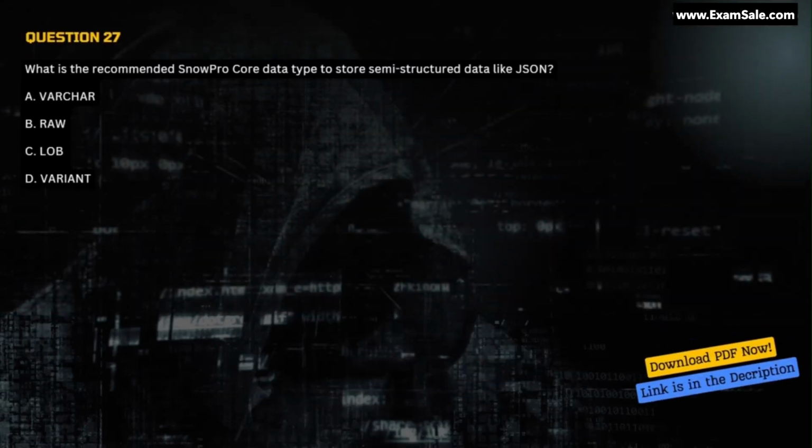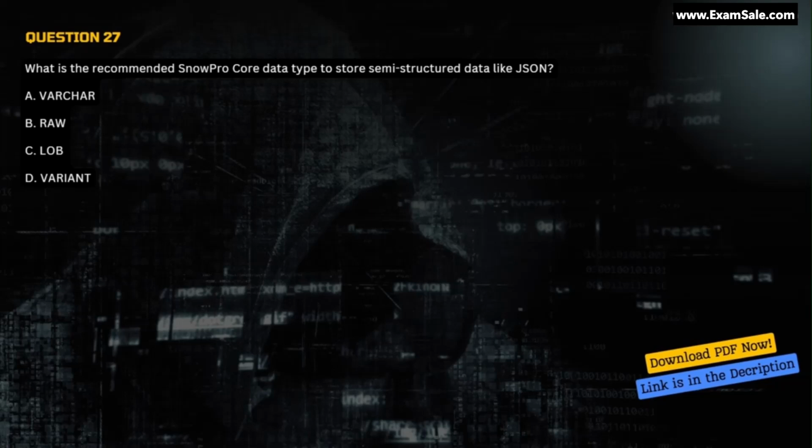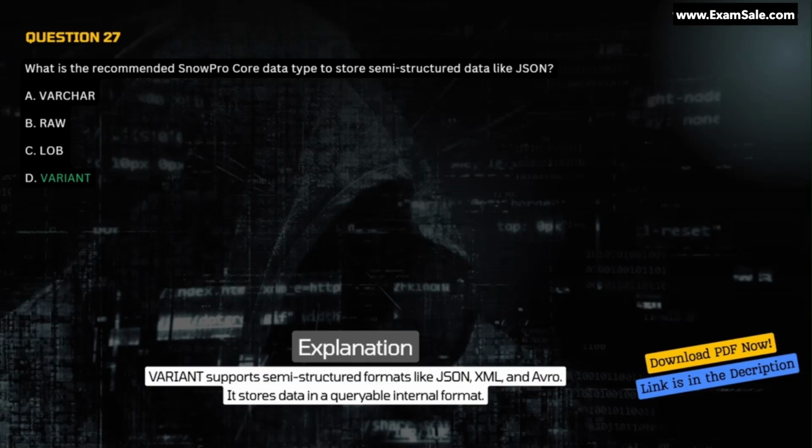Question 27. What is the recommended Snowflake data type to store semi-structured data like JSON? A. Varchar. B. Raw. C. Lob. D. Variant. Correct answer D. Variant. Explanation. Variant supports semi-structured formats like JSON, XML, and Avro. It stores data in a queryable internal format.